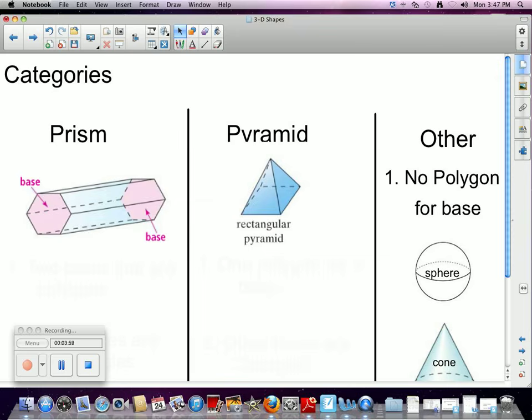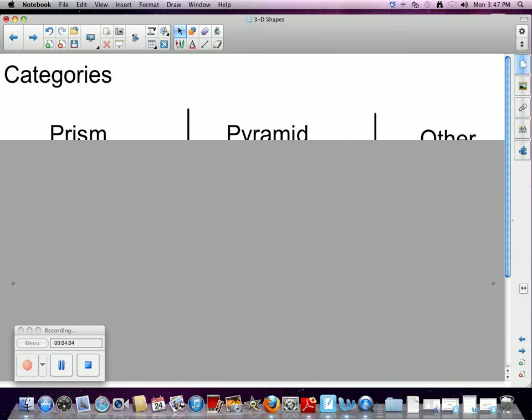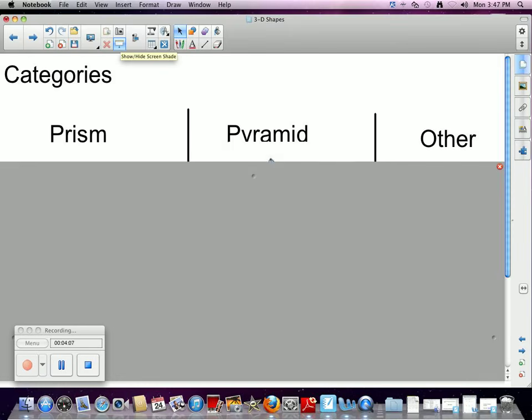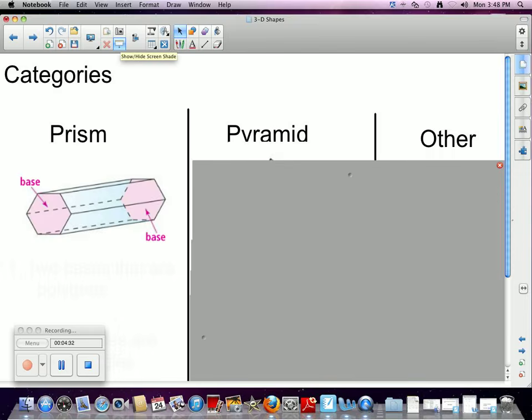I wanted you now to make three columns. We are going to label the three columns. The categories would be to your left of your line. To your right of your line, you'll have prisms, pyramids, and other, so they can fit under three columns. Let's start with the prism. Do your best and try to draw it.